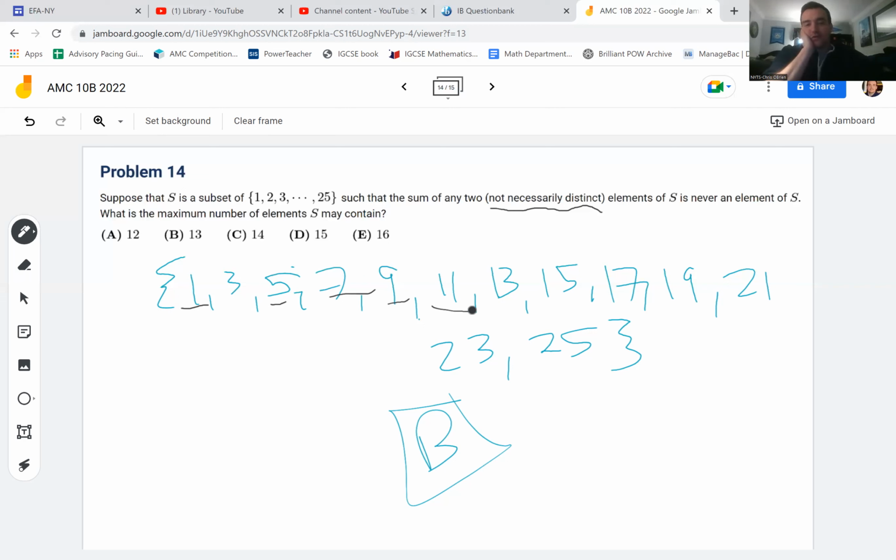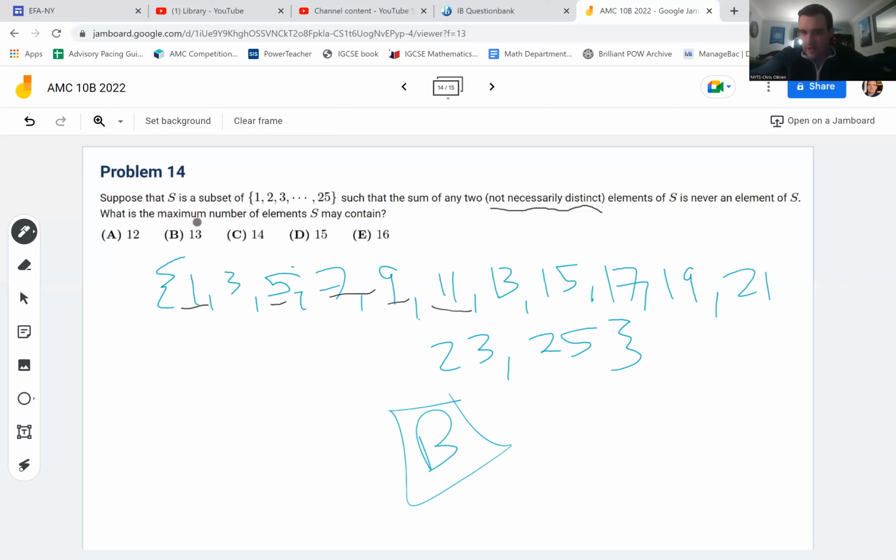And you can easily convince yourself that this meets the requirement, because if you add any element to itself or add any two of the elements, you're always going to get an even result, and there are no evens in the set. So I can just have the set of all odd numbers from the set. And that gives me 13 numbers. So the answer would be B, 13.